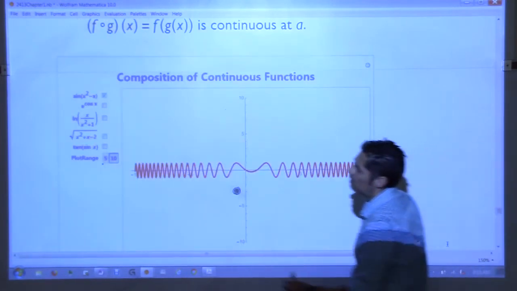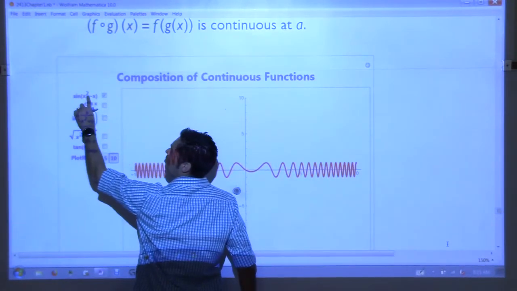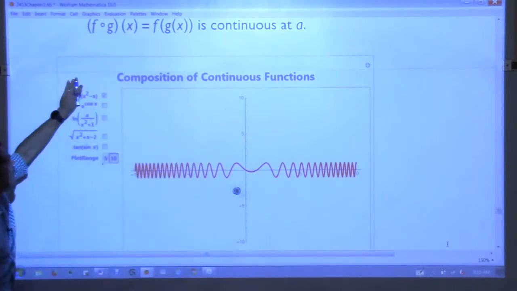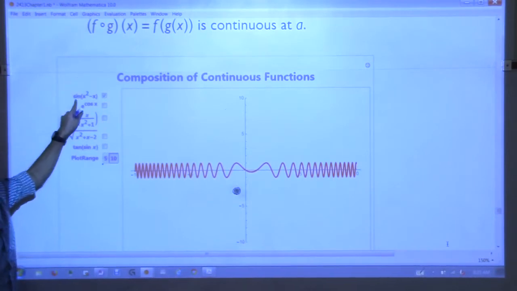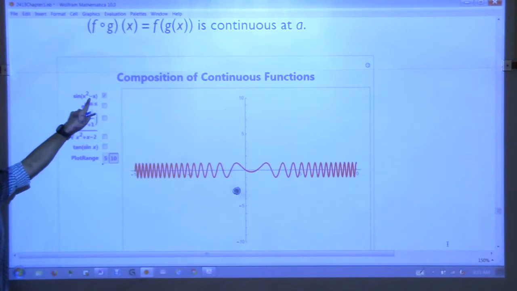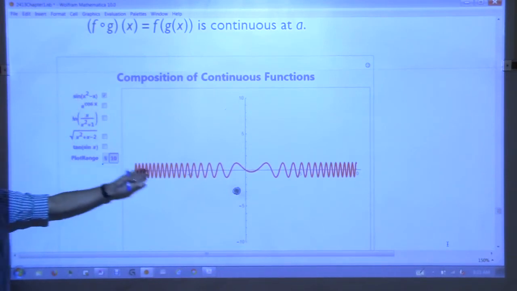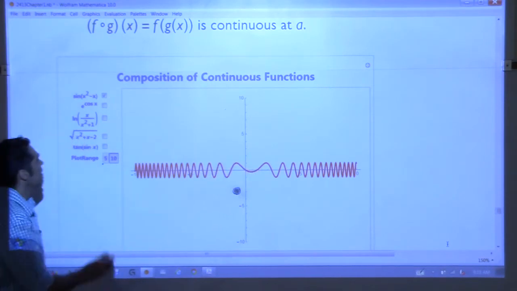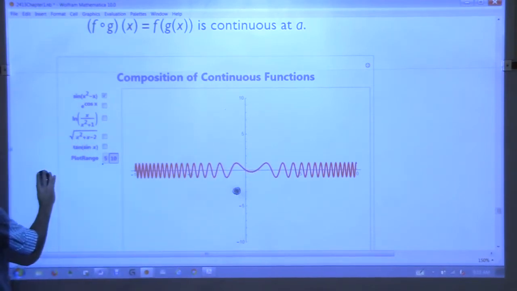If you look at the function sine of x squared minus x, x squared minus x by itself is a polynomial, so it's continuous. And then the sine function is also a continuous function. So if you plug this continuous polynomial into a continuous function, this is the result. And you can see that that is a continuous function still. And that works for all composition.